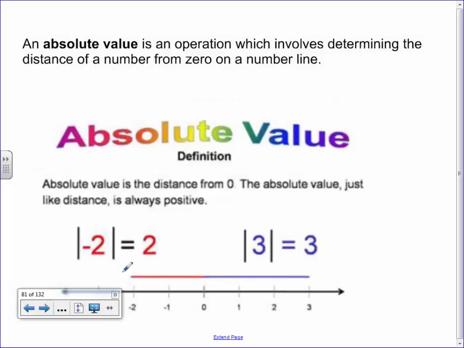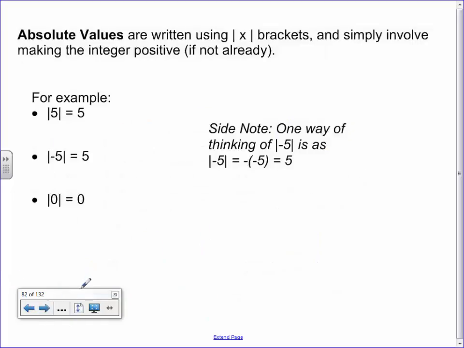So I think of it like a number line. If 0 on a number line is dead center in the middle, the absolute value is the distance from 0. So 3 is 3 units away from 0. Negative 2 is 2 units away from 0. So here are some more examples. The absolute value of 5 is 5. The absolute value of negative 5 is 5. The absolute value of 0, by the way, is 0. That's the only one that's not positive or negative.